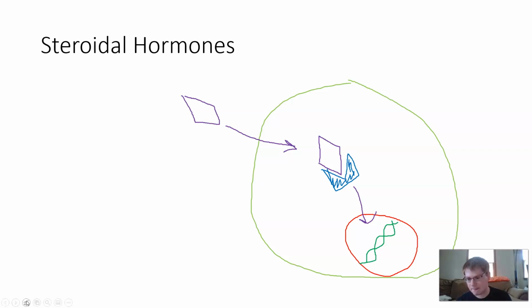Then it transforms into mRNA. So remember the central dogma of biology: DNA makes RNA, which makes proteins. And then this has the effect on the cell.